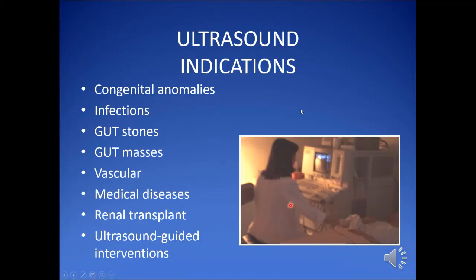Another imaging modality that is commonly requested for the GU system is ultrasound. One of the indications will be to look for congenital anomalies in pediatric patients. If one is entertaining any congenital anomalies, the first imaging modality of choice will be sonography because there is no radiation.